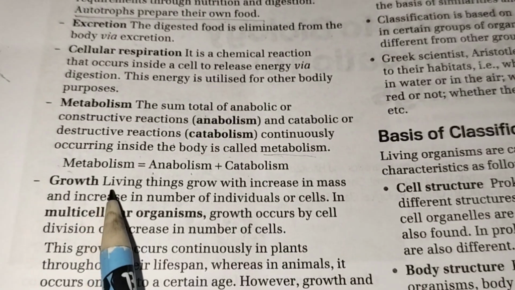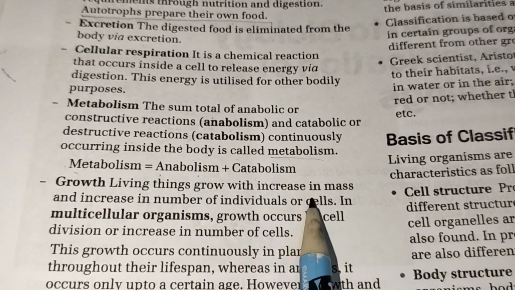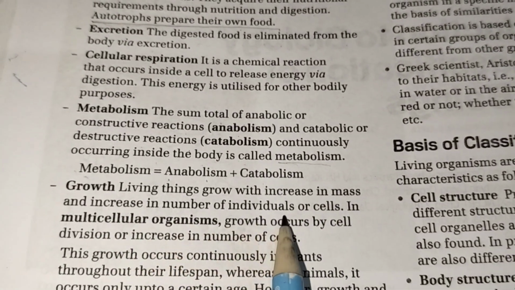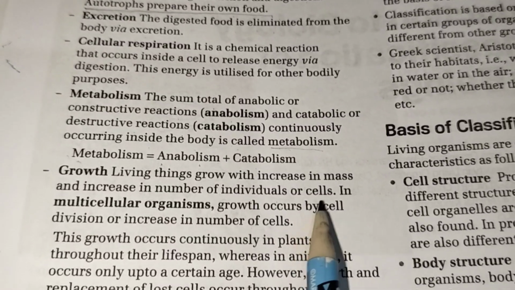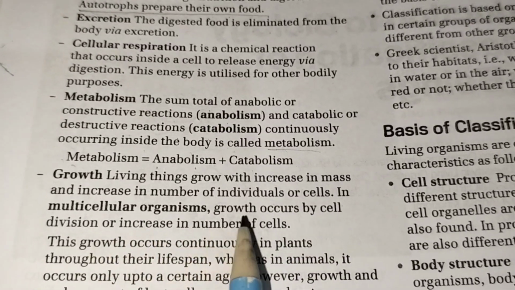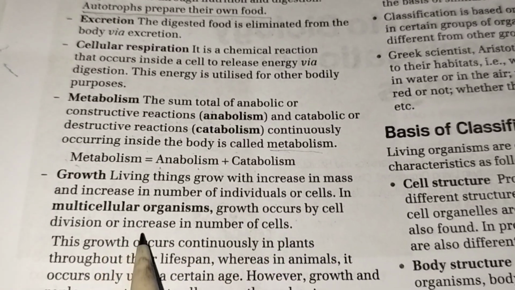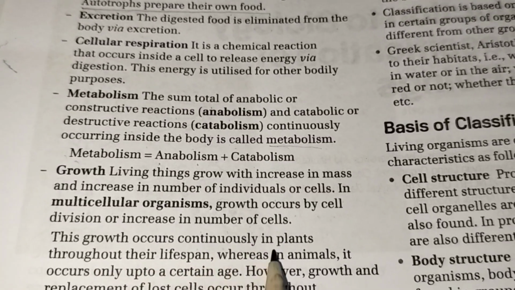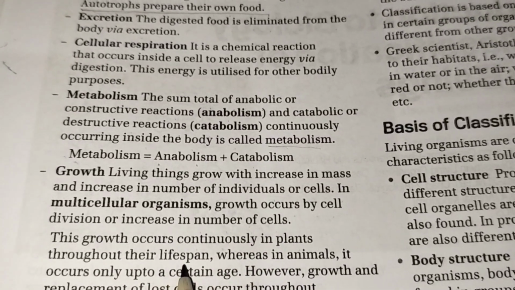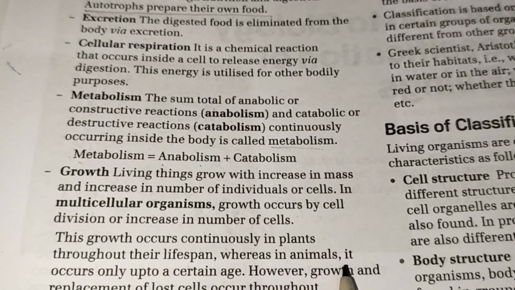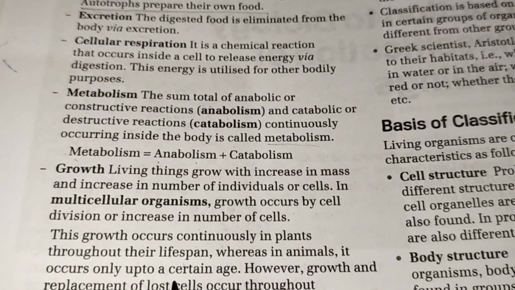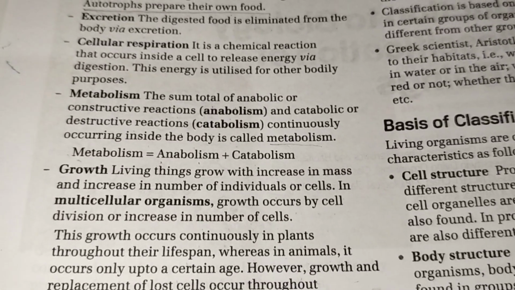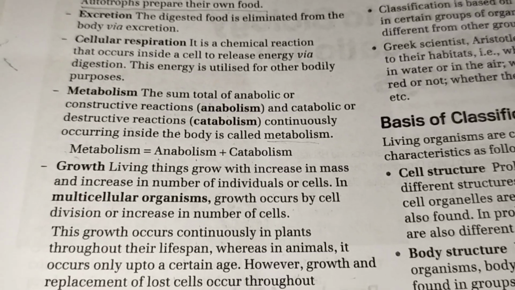Growth. Living things grow with an increase in mass and an increase in the number of individuals or cells. In multicellular organisms, growth occurs by cell division or increase in number of cells. This growth occurs continuously in plants throughout their lifespan, whereas in animals, it occurs only up to a certain age. However, growth and replacement of lost cells occur throughout life.